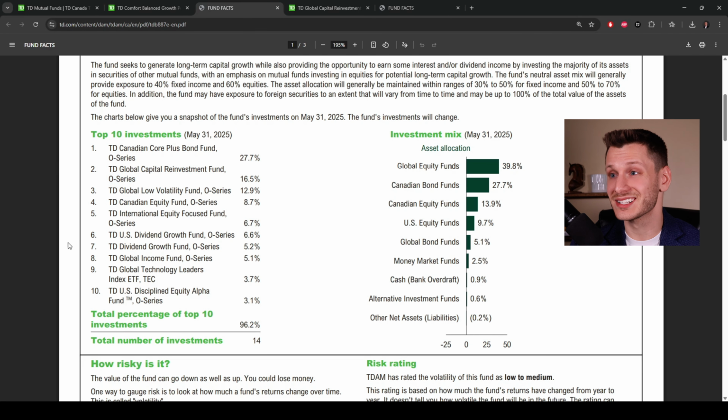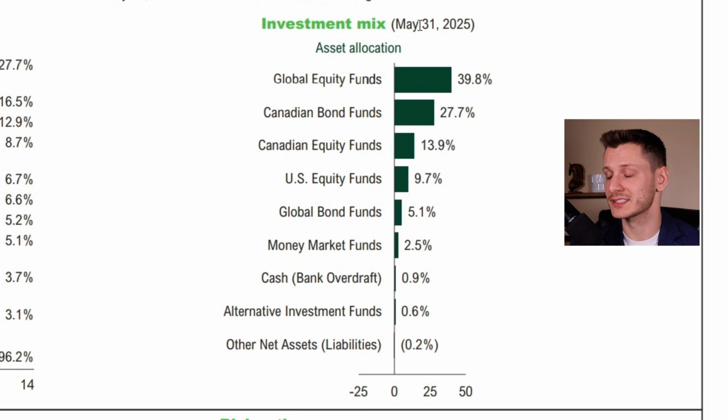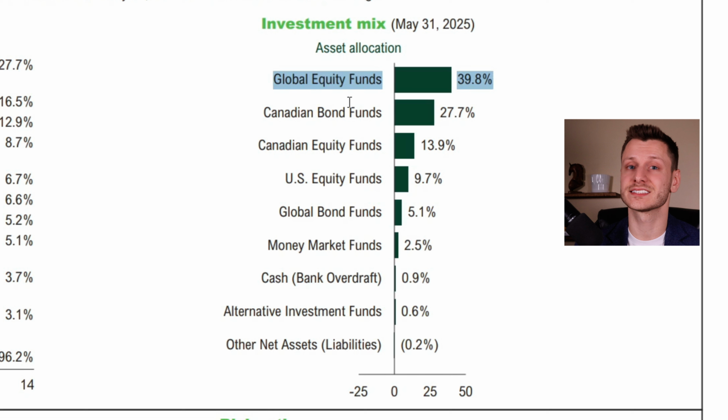And I know it's not very clear, but if we look at the investment mix, this is actually just a summary of where my money is going. So when we're looking at investment mix here, the word equity just means stocks. You are investing in the stock market. You are investing in companies, in their growth. So we can see that global is 40%. Now, global for us just means outside of Canada and the United States.